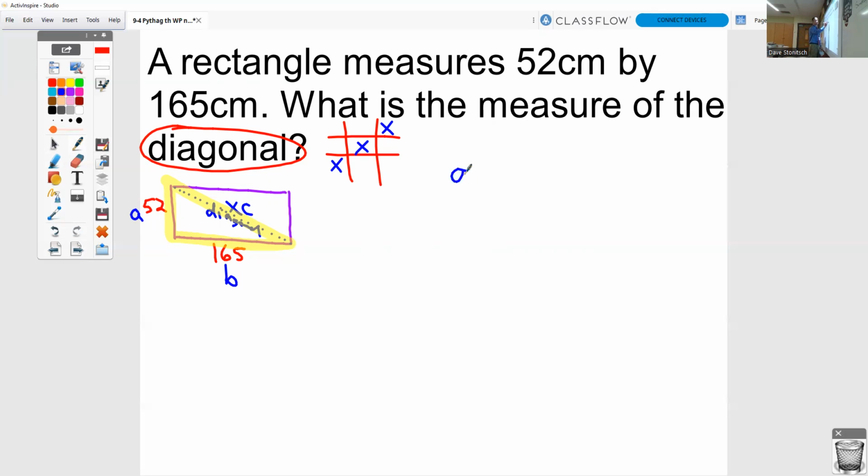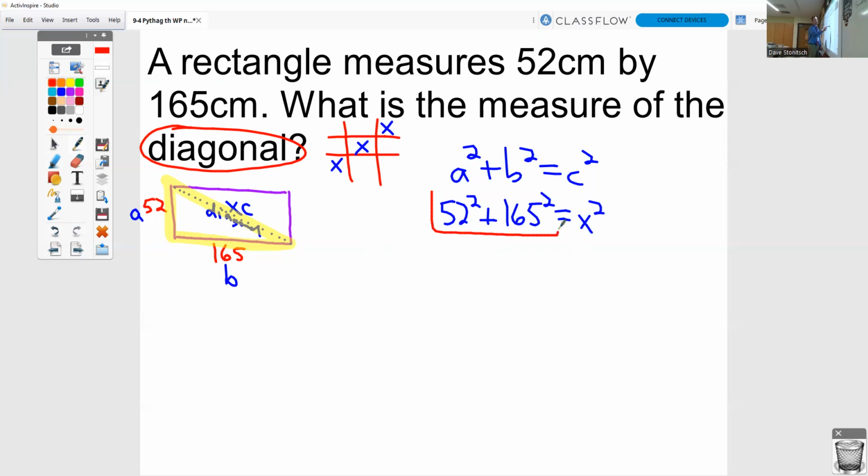So again, we're going to use A squared plus B squared equals C squared. Instead of A squared, I have 52 squared. Instead of B squared, I have 165 squared. And instead of C squared, I have X squared. So this one is a little bit different. You have your X squared all by itself.